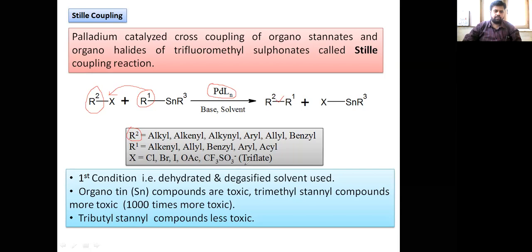For this reaction, the most important condition is that the solvent should be used in a dehydrated and degassed manner. Organotin compounds are more toxic, and trimethyl stannyl compounds are around 1,000 times more toxic than the regular ones. That's why we use the tributyl stannyls, which are less toxic.